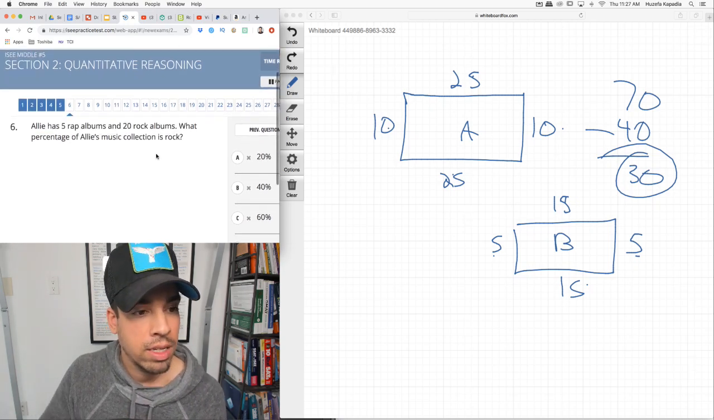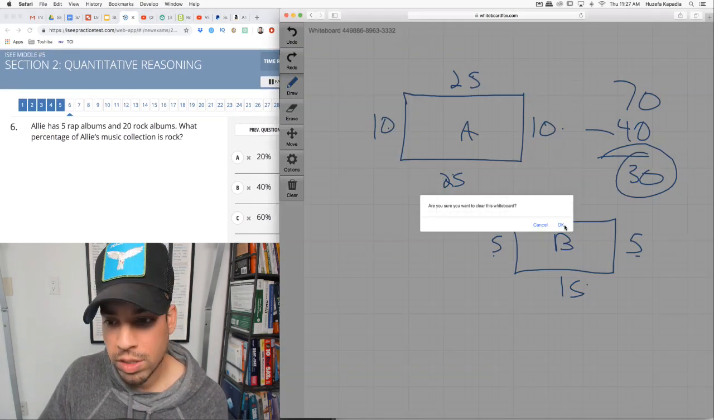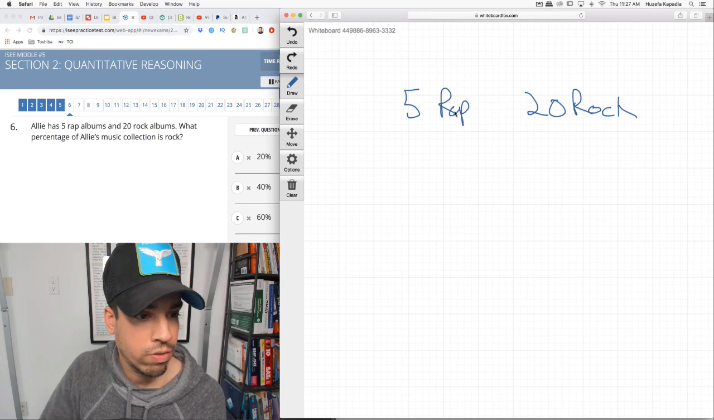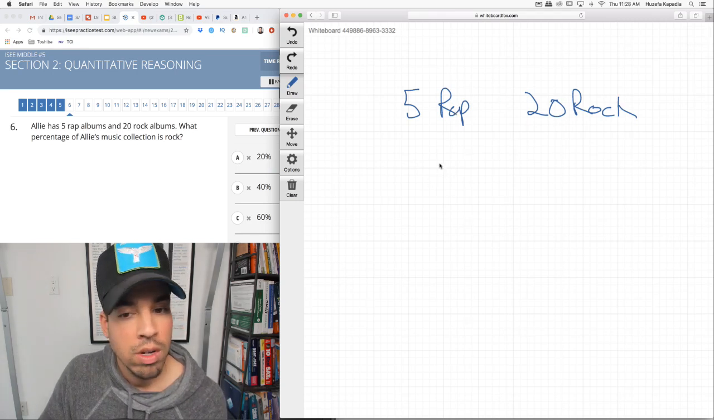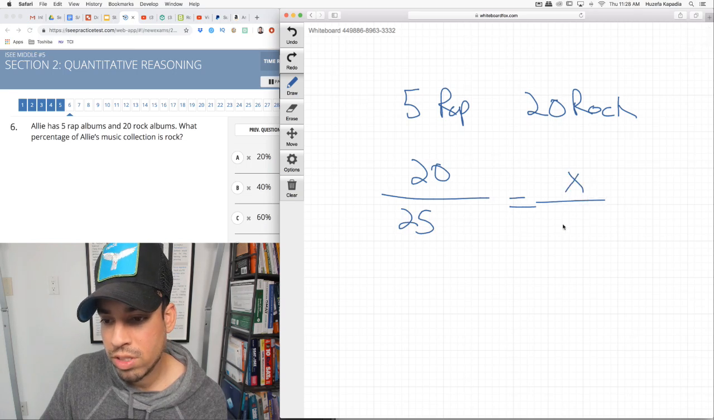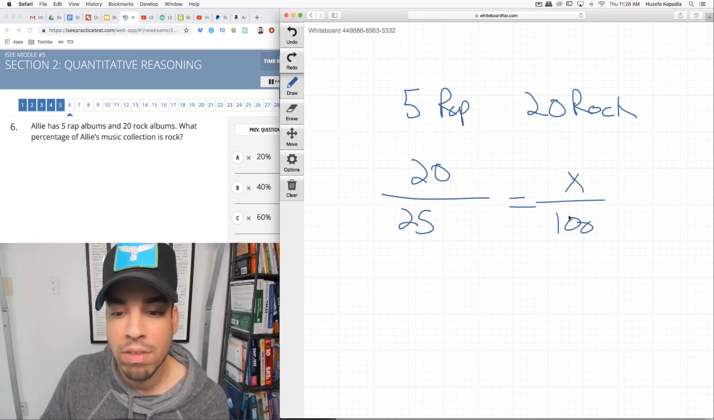Next. Allie has 5 rap albums and 20 rock albums. What percentage of Allie's music collection is rock? So percentage would be 20 out of the total 25 equals what percent? This is the percent proportion: equals what percent out of 100.